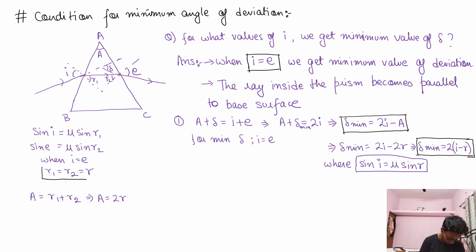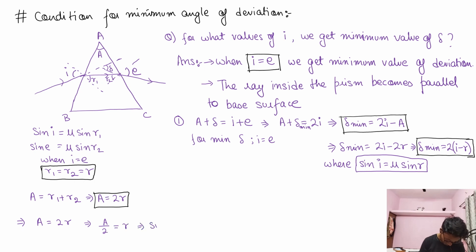So these are the four things you must remember. And A is equal to 2R. Out here, from A is equal to 2R, can I find the angle of incidence? See, A is equal to 2R, or R is equal to A by 2.